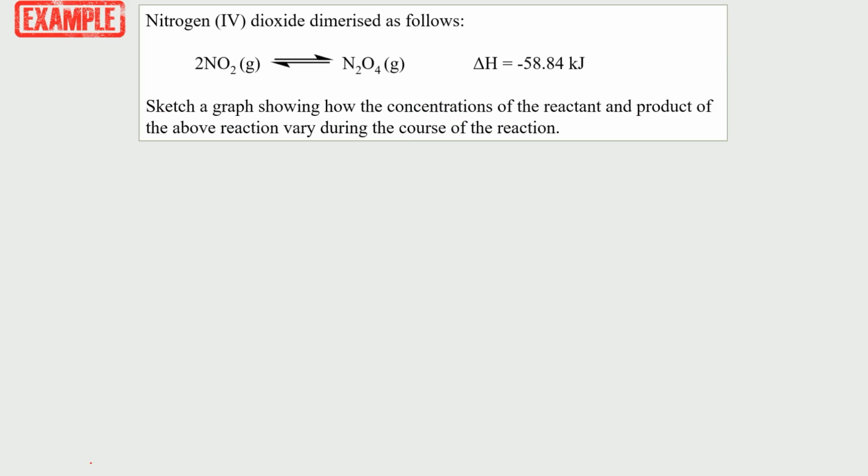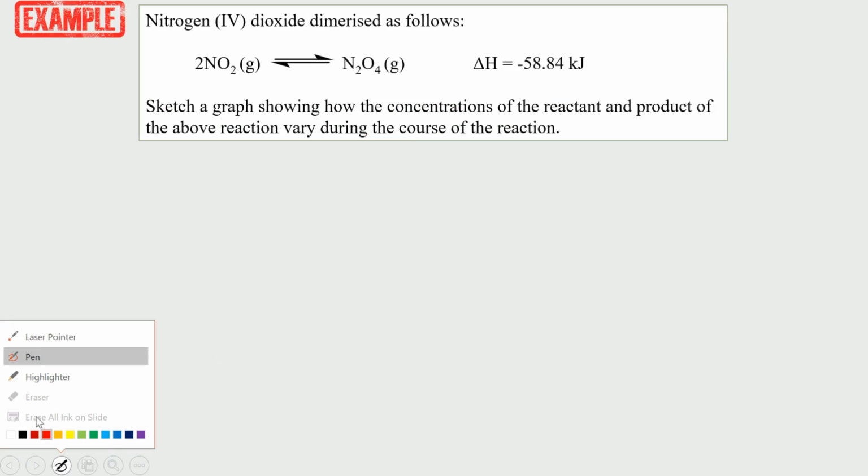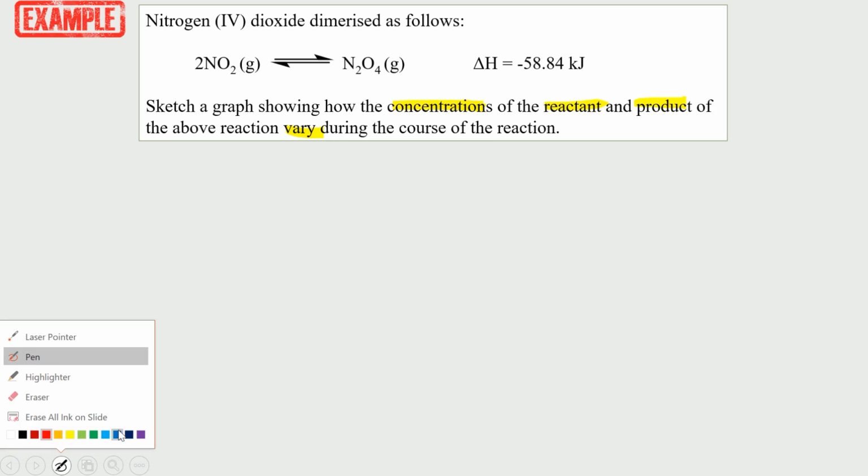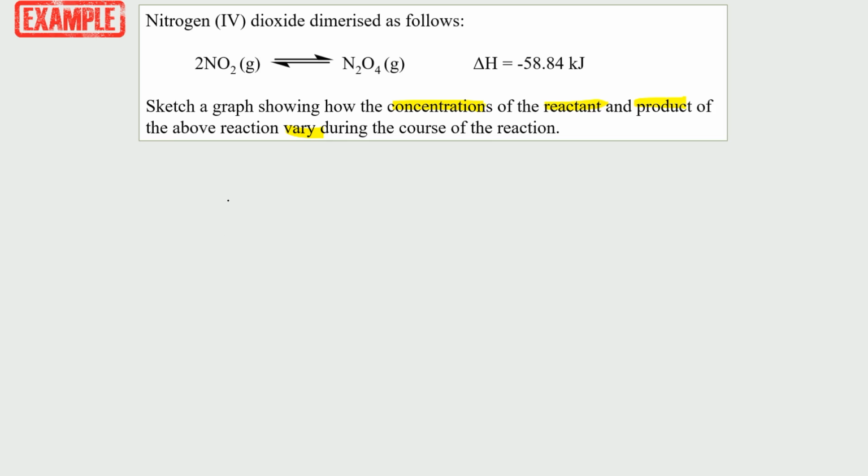Next question. Actually, this is a tutorial question. Nitrogen dioxide dimerizes as follows: 2 moles of NO2 gas produce N2O4 gas. Sketch a graph showing how the concentration of reactant and product vary during the course of the reaction. Since there is no data given here, we just draw a general graph.